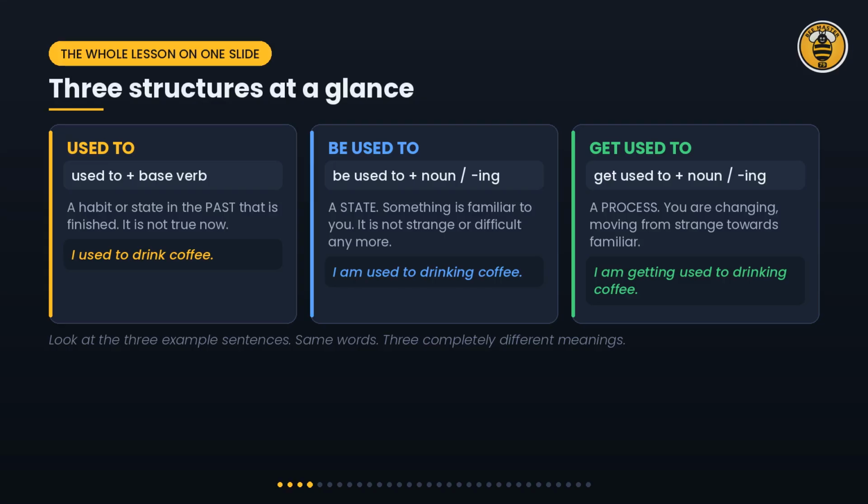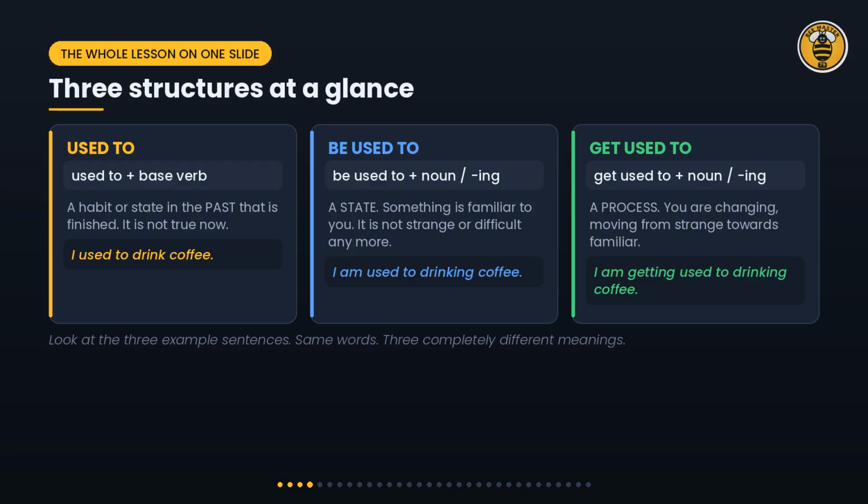Let's start with the whole lesson on one slide. On the left, used to, followed by a base verb. That is a past habit or a past state which is finished. I used to drink coffee. Meaning, in the past, yes. Now, no. In the middle, be used to, followed by a noun or an -ing form. That is a state. Something feels normal to you. I'm used to drinking coffee. Meaning, coffee is normal for me.